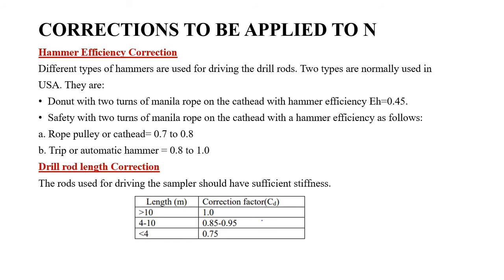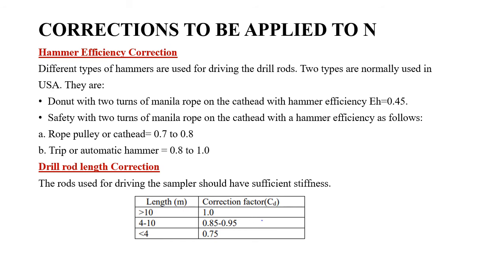The first is hammer efficiency correction. As I said, there are different types of hammers which can be used for applying the blows to your penetrometer. These are the two normally used in USA. One is called a donut hammer with 2 turns of manila rope on the cat head, with hammer efficiency EH of 0.45. Then the safety hammer with 2 turns of manila rope on the cat head, with hammer efficiency as follows: if it's a rope pulley or cat head, 0.7 to 0.8; trip or automatic hammer, 0.8 to 1. So depending on the type of hammer that you use, you will have to apply the hammer efficiency correction as mentioned here. Hammer efficiency correction is denoted by EH.